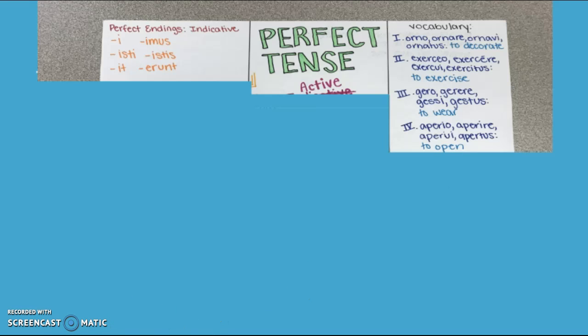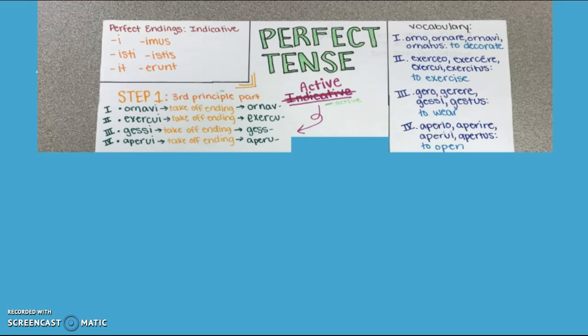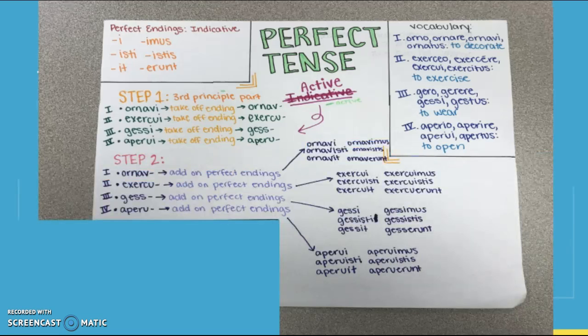So step 1, to form the perfect tense, you want to go to the third principal part and then take off the ending. This applies to all verbs. The next step is to add on your endings.